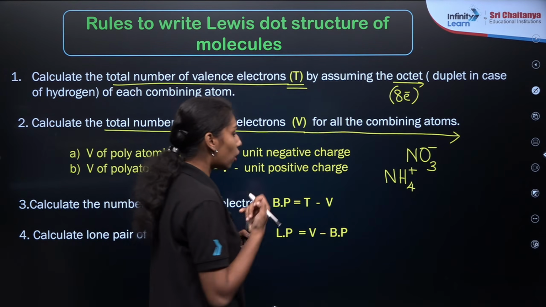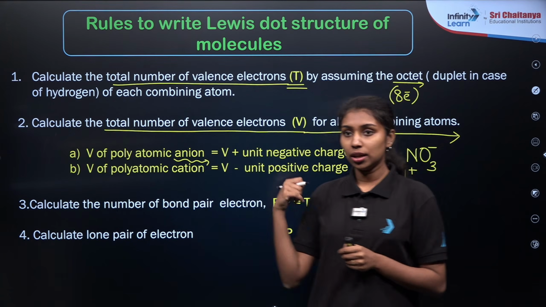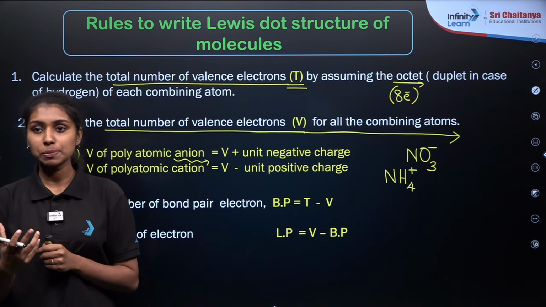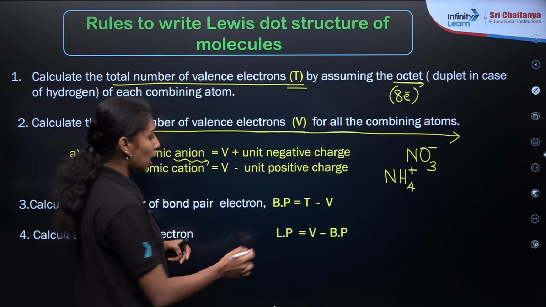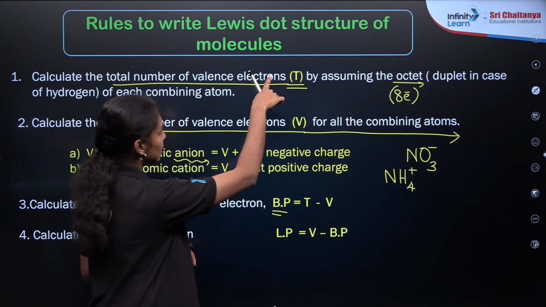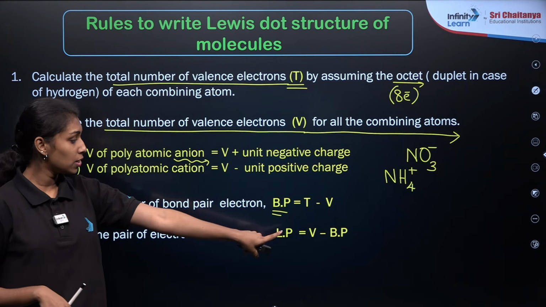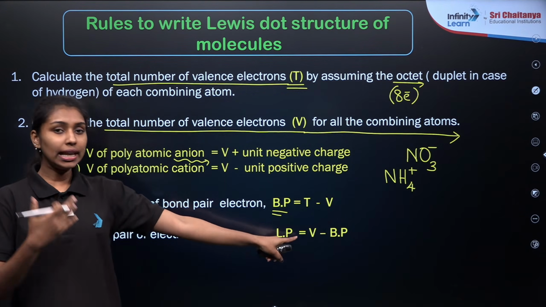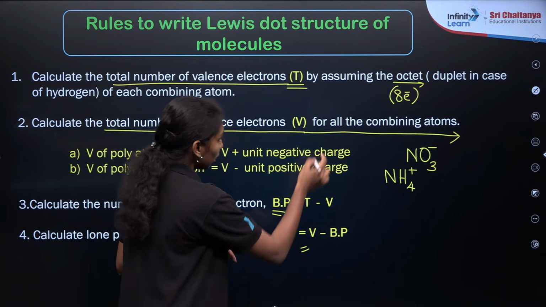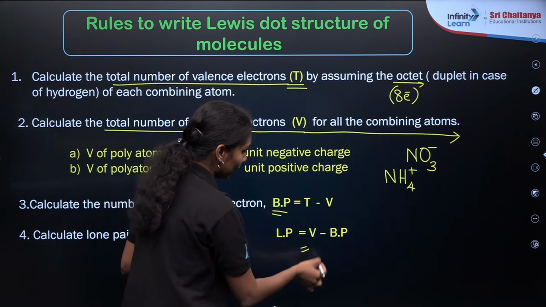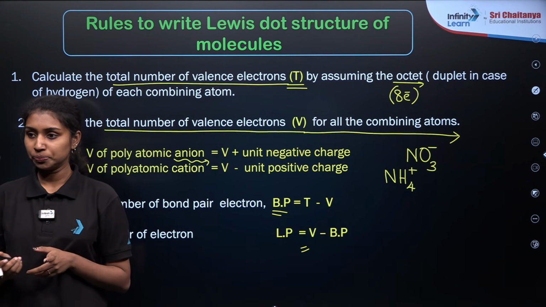Then after completing the total number of valence electrons, we need to focus on the total number of bond pair electrons. Bond pair of electrons means the number of electrons participating in the bond formation. So how can we find out the total number of bond pairs? Bond pairs is equal to the total number of valence electrons for the molecule minus the total number of valence electrons in the case of combining atoms. So you will get the number of bond pairs. Then after that we need to find out the total number of lone pairs. That will be equal to the total number of valence electrons in the second rule minus the total number of bond pair electrons. Then you will get the lone pair of electrons.